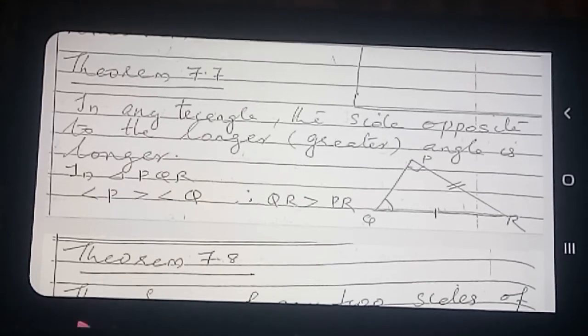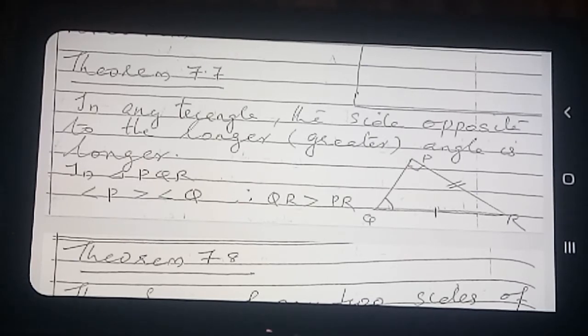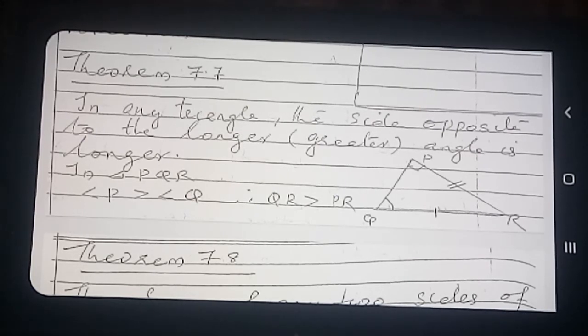So in short, 7.6 and 7.7 we can combine and say that if in a triangle two sides are unequal, whichever side is greater, its opposite angle is greater. And if two angles are unequal, whichever angle is greater, its opposite side is greater. That much only. So which angle is greater, its opposite side is greater, and which side is greater, its opposite angle is greater. Got the concept clear?